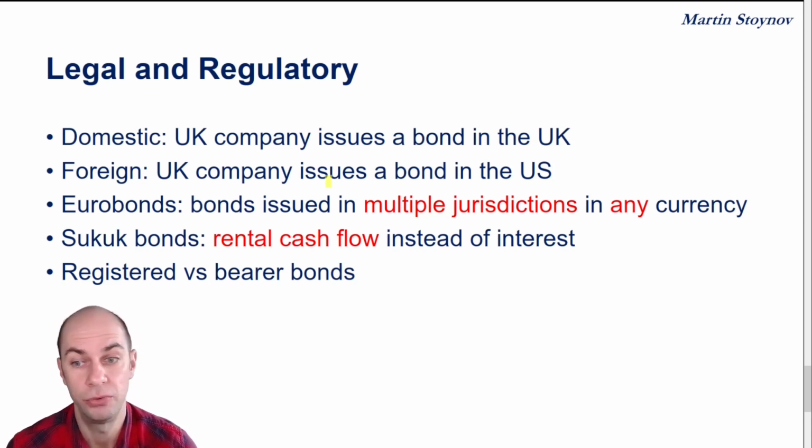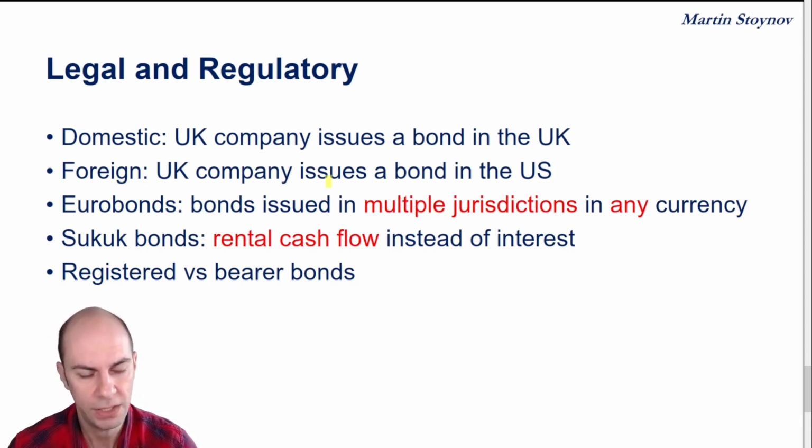So, for example, you can have a dollar-denominated Eurobond, in which case it would be referred to as a Eurodollar bond. You can have a yen-denominated Eurobond, in which case it'd be referred to as a Euroyen bond, and so on.